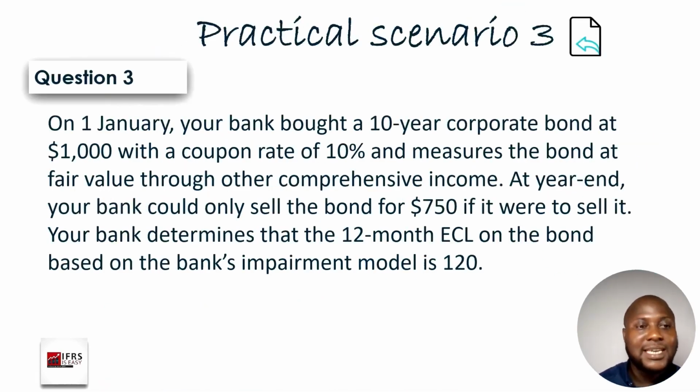Okay, so it says here that on 1 January, your bank bought a 10-year corporate bond at $1,000 with a coupon rate of 10% and measures the bond at fair value through other comprehensive income.